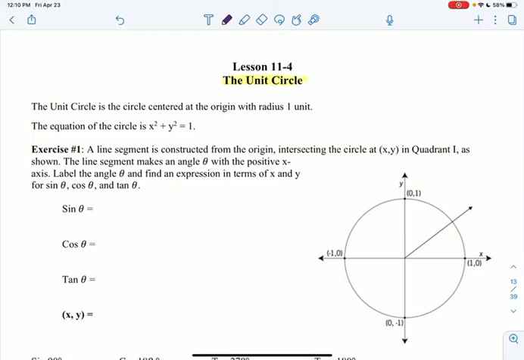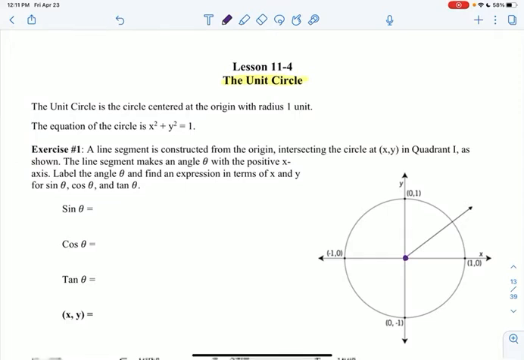So the unit circle is a circle centered at the origin with a radius of 1. So you can see my circle right there. The center is the origin, and I have a radius of 1, so I'm going 1 in each direction. The equation of that circle is x squared plus y squared equals 1.